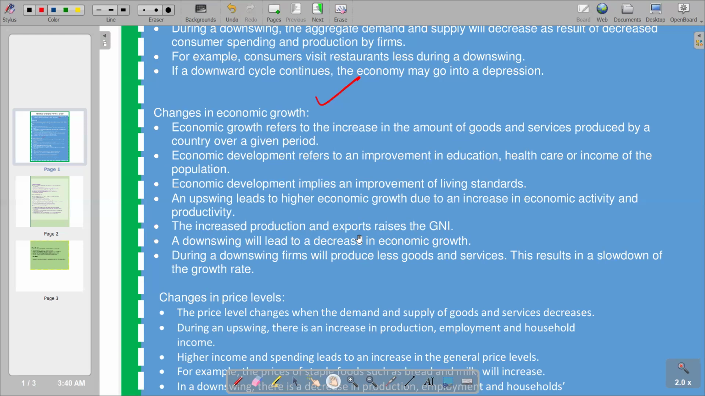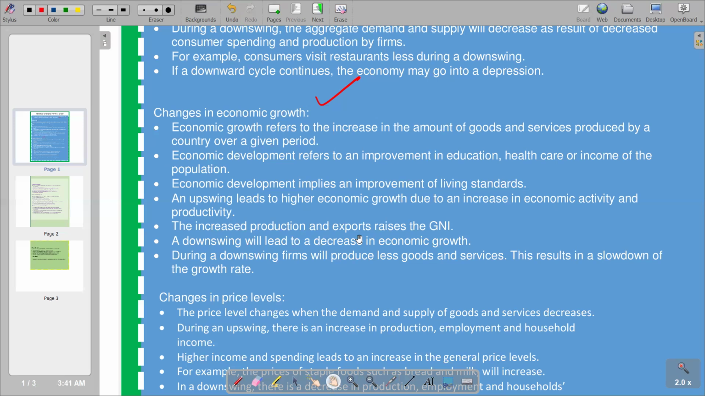So it can be measured in terms of the increase in the market value of goods and services produced, or we can present it as a percentage increase in the gross domestic product, that is GDP, or in the form of gross national product, which is our GNP. So that's what we have in the expression of economic growth. How do economic fluctuations affect that? When there's an upswing, we are going to have an increase in economic growth. But when there's a downswing, the economic growth will go down. So this is what we have.